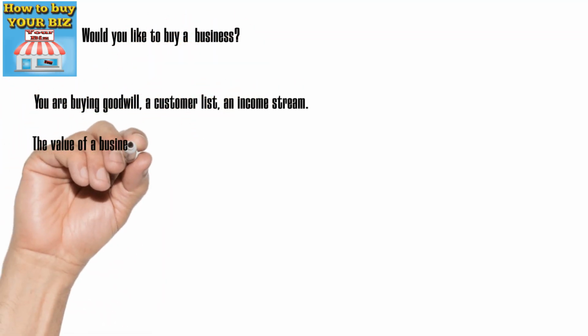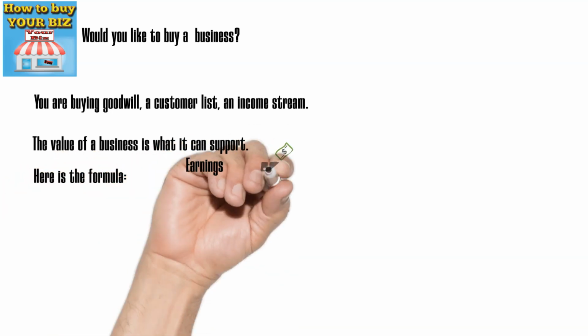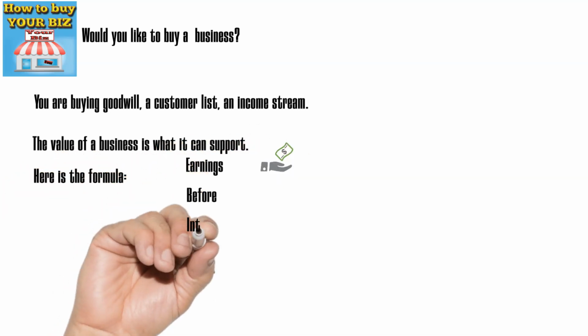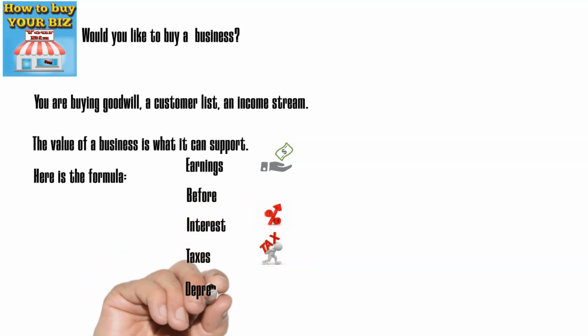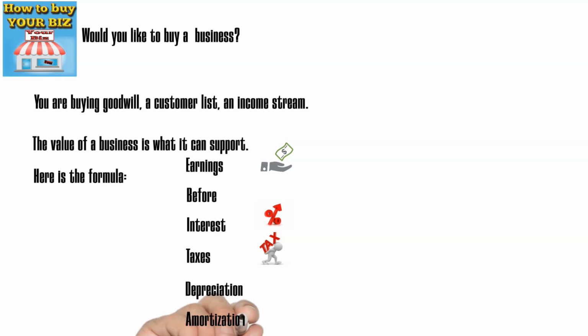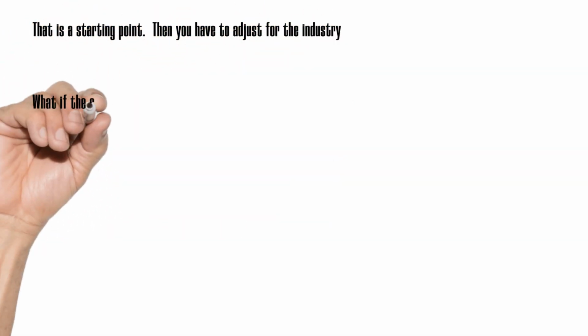You're buying goodwill, a customer list, an income stream. The value of a business is what it can support. Here's the formula: earnings before interest, taxes, depreciation, and amortization equals EBITDA. That is a starting point. Then you have to adjust for the industry.